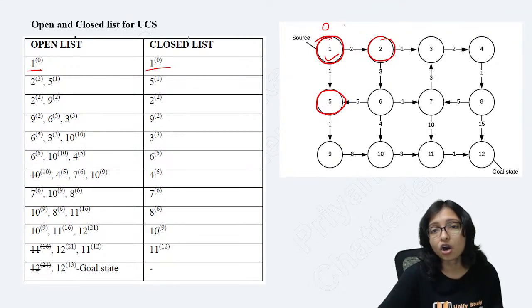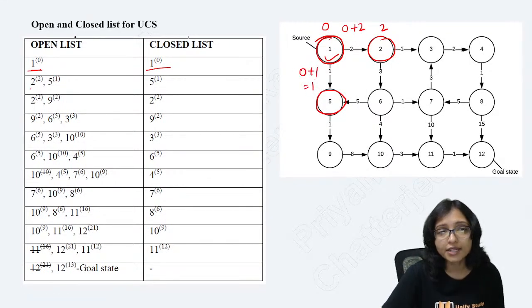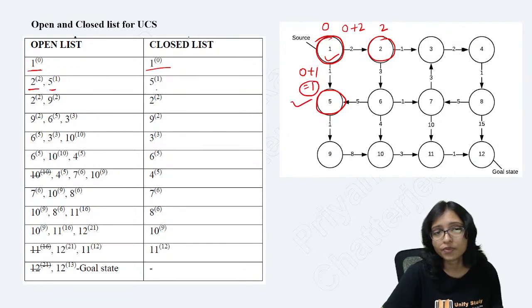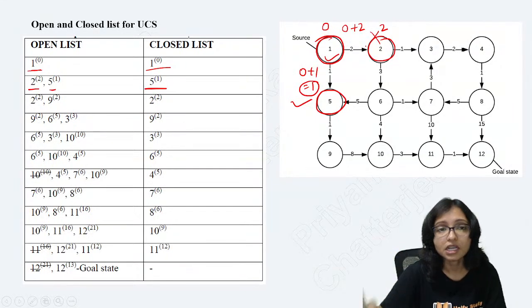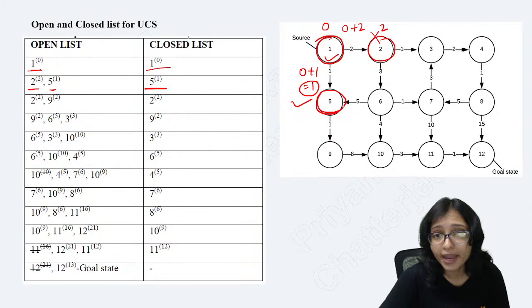So what will be the cost? 0 plus 2, that is 2 here. Here 0 plus 1, that is 1 here. That's why the cost of 2 and 5 will be 2 and 1. Out of them, which one should I choose? Definitely 1 I should choose. So that's why we will choose this one. I will not choose this one. Right. Now I am going to expand this one.